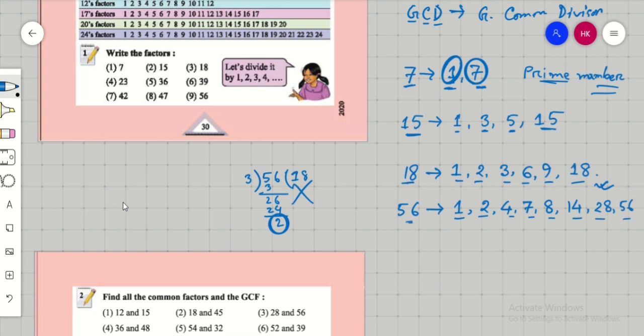I hope you understand, and you have to do all of these maths on page number 30. That means you have to find all the factors of these numbers. Alright, this will be your homework.